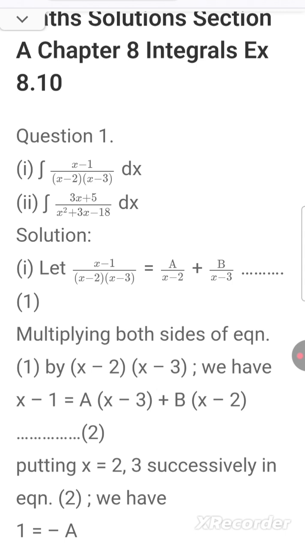Here it is given, look at the sum: integration of (x minus 1) by (x minus 2)(x minus 3) dx. First we have to segregate the given rational p by q form into two fractional forms. Before going into that, just check whether it is an improper or proper fraction. The degree of the numerator is 1, whereas the degree of the denominator is 2, because if you expand this it will be a quadratic expression.